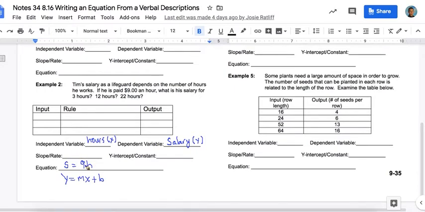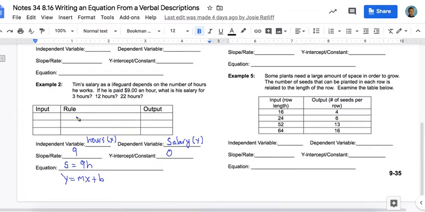So our slope is the number in front of the x, or in this case, the number in front of the h, which is my independent variable. And so the slope here is 9. And the y-intercept is actually going to be 0 because this will pass through the origin. Okay, this is just a multiplication pattern. So it's a proportional relationship, and it's going to pass through the origin.